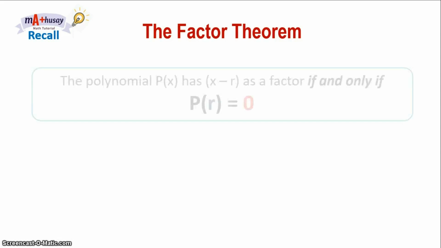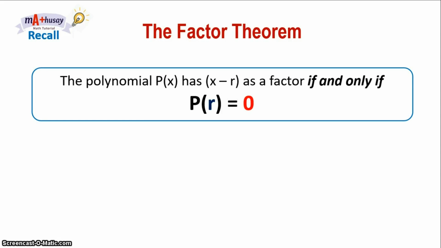Let's recall the factor theorem. The polynomial p of x has x minus r as a factor if and only if p of r is equal to 0. It means that if you have a binomial divisor of the form x minus r, and you plug this r into the given polynomial expression, and the remainder is 0, then x minus r is a factor of p of x.